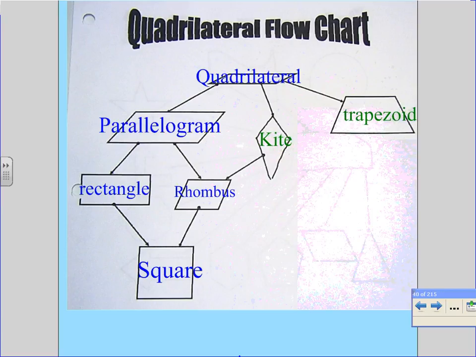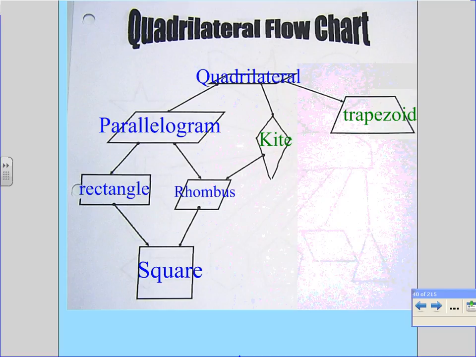So a kite and a trapezoid kind of fit in. We're going to see more today how and why they fit in the way they do. But just looking at what we have, a trapezoid and a kite are both types of quadrilaterals. A kite is related to a rhombus, but not anything else.